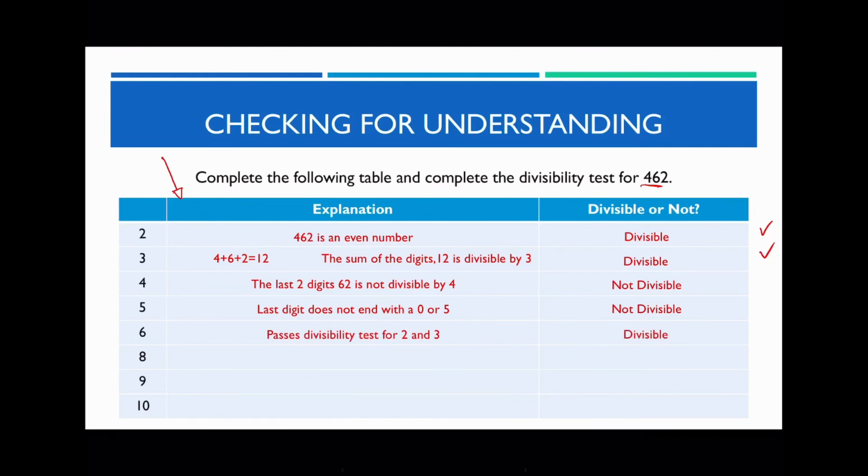For 8, we look at the 3 last digits and see whether that can be divided by 8 without any remainders. If we do this by hand and you do this in your exercise book, you will find that you will get remainders. So therefore, 8 is not divisible at all. For 9, we add all the numbers together and see whether that sum can be divided by 9. If you add up all the numbers as you've done previously, 12 cannot be divided by 9 at all. So therefore, this is not divisible by 9.